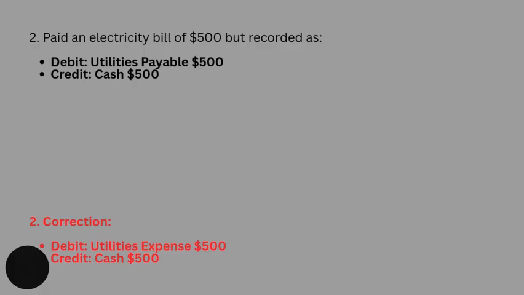This is an important distinction because it affects how we represent our expenses. The correct entry should actually be debit utilities expense $500 and credit cash $500. This correction ensures that our expenses are accurately reflected in our financial statements. Remember, accurate accounting is crucial for understanding our financial position. Next, we'll tackle the owner's withdrawal, which was recorded incorrectly as a salary expense.